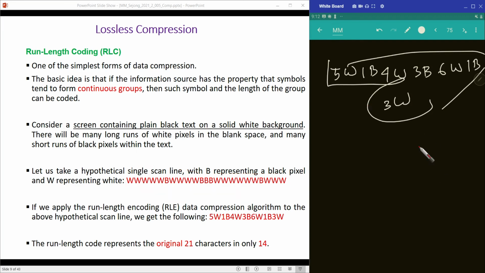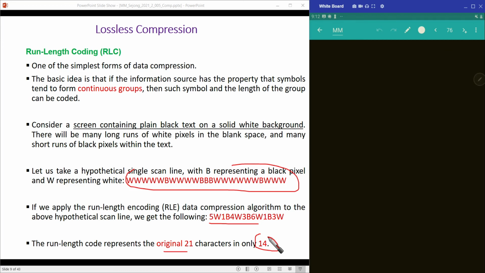How? See how many characters we had here. Here we had 21 characters, but here we have only 14 characters. So that means we achieve the compression. So this kind of run length coding is very useful in many cases.